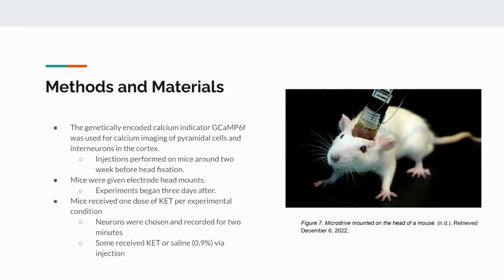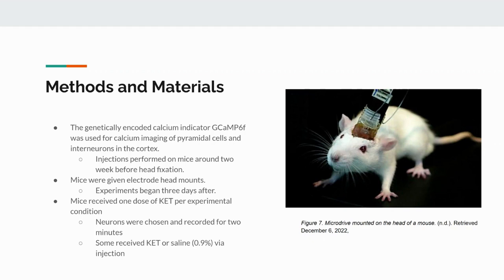The experiment was done completely on mice, around 2 to 3 months of age. First, a genetically encoded calcium indicator called GCaMP6f was used for calcium imaging of pyramidal cells and interneurons in the cortex. Mice were also injected with AAV1 to serve as a control for this series of experiments where interneurons were activated and pyramidal cells were imaged.